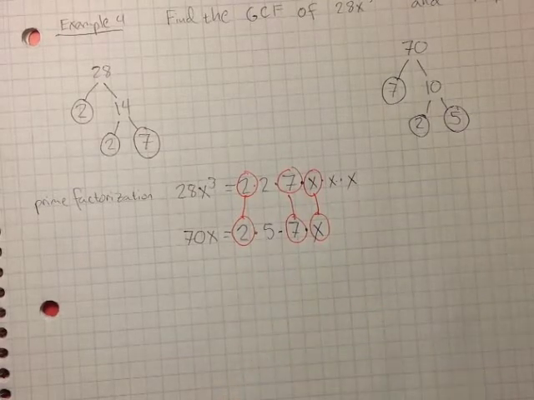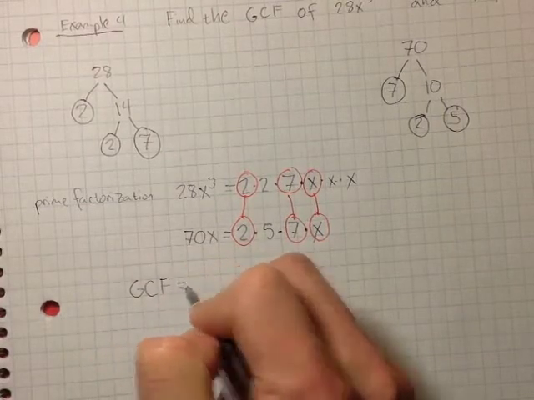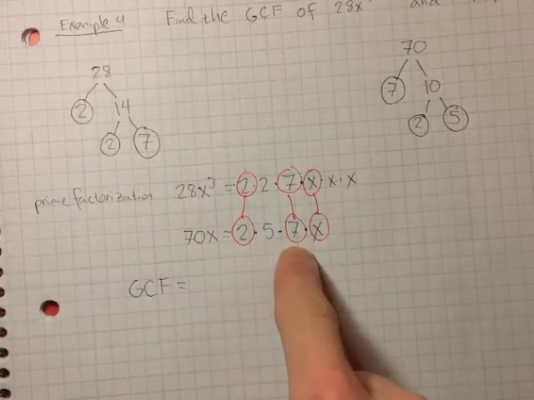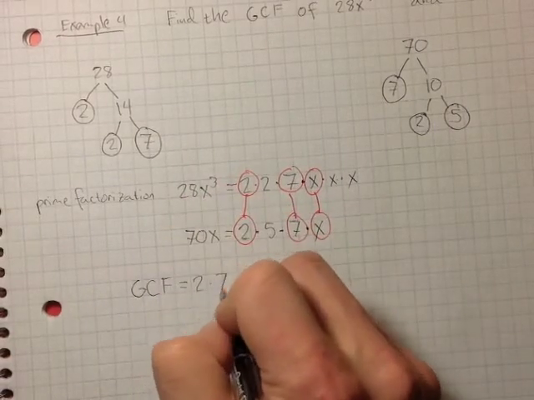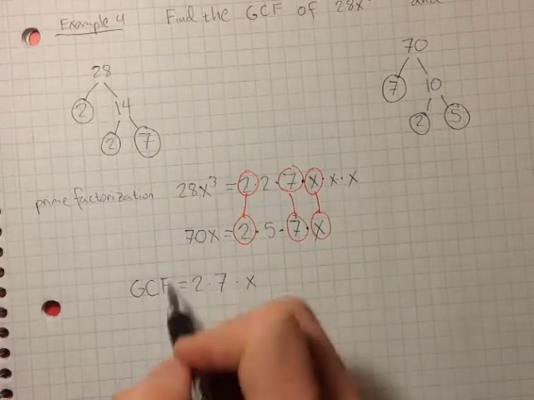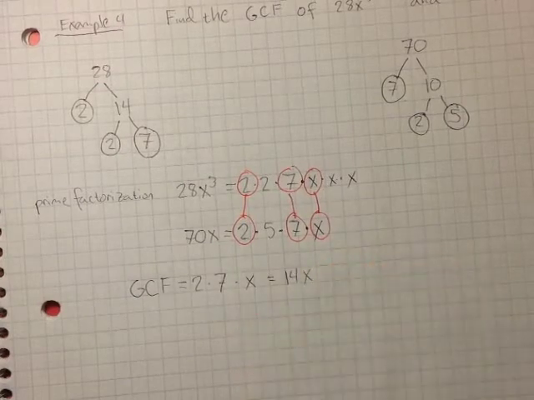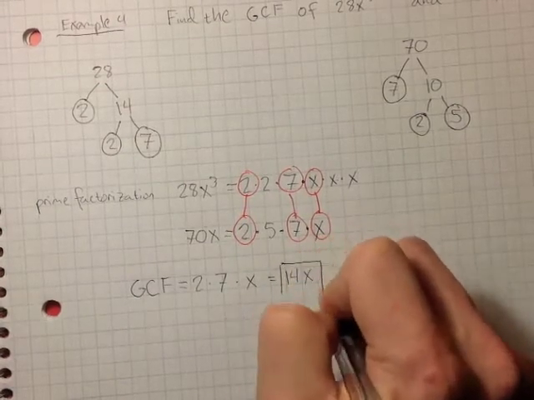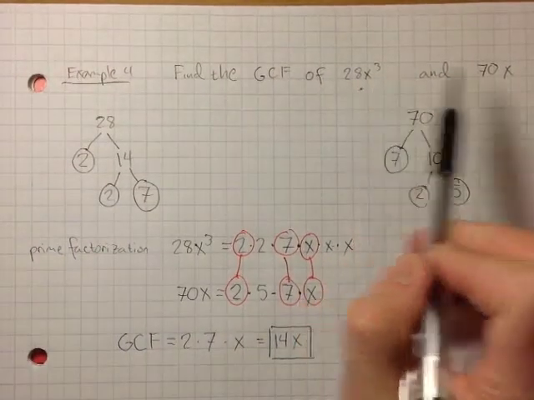But if I want to find just the greatest common factor, all I have to do is take the stuff I circled, multiply it together. 2 times 7 times x. And then I'm going to simplify that back into 2 times 7 is 14x. That is the GCF of 28x cubed and 70x.